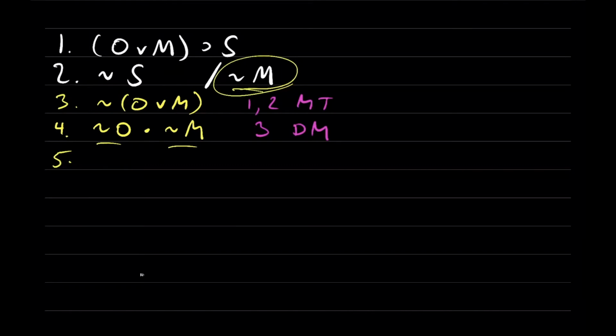So from line 4, I'm going to do just a little cleanup here. There we go. From line 4, we're going to get not M and not O. The same conjunction in line 4, but reversed. And that's going to follow from line 4 by commutativity, C-O-M. And now we can simplify and get that term on the left side of the conjunction in line 5 on its own line, not M. From line 5 by simplification.